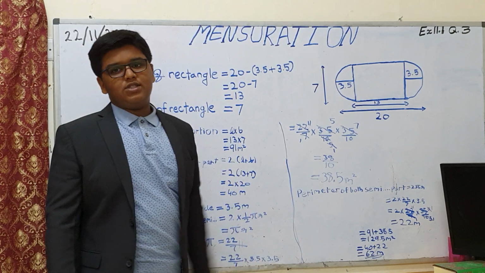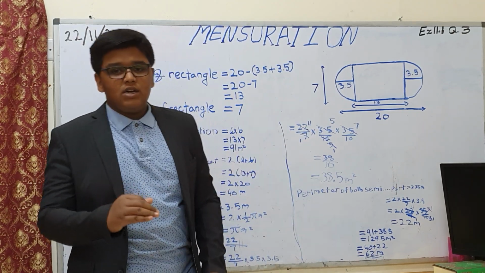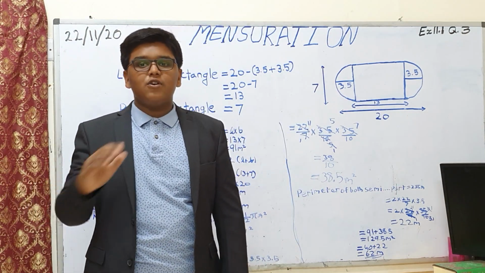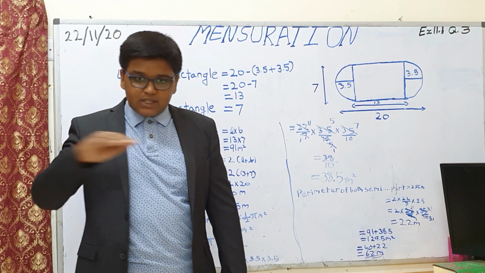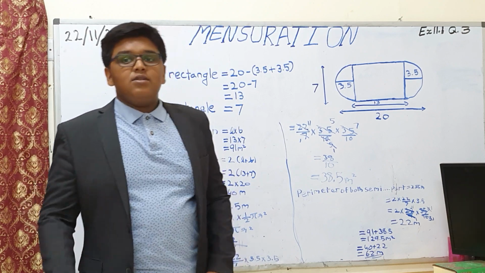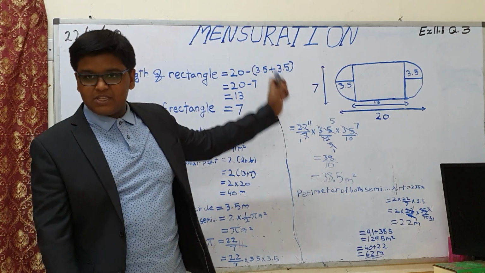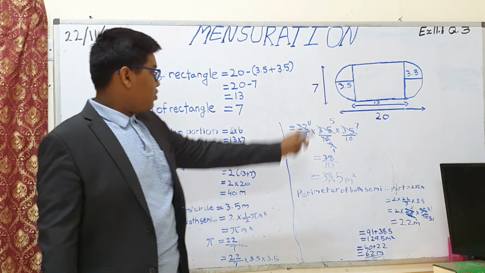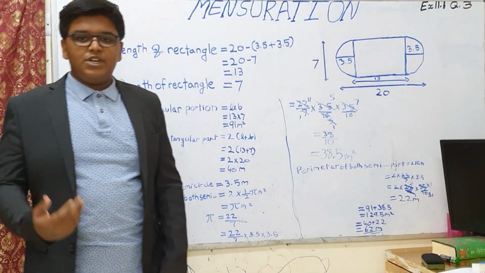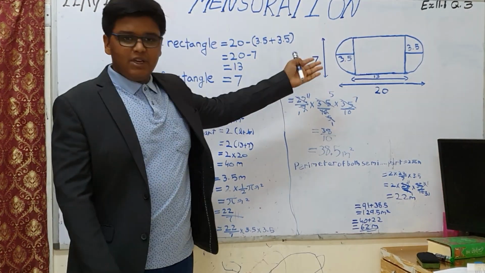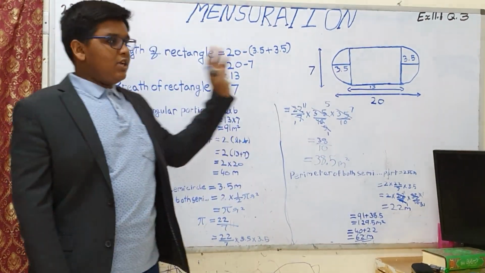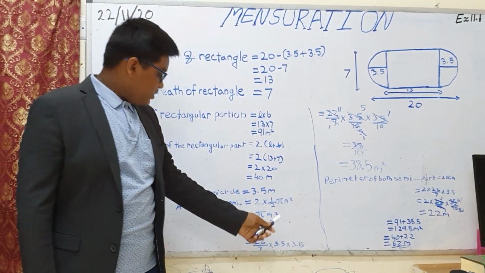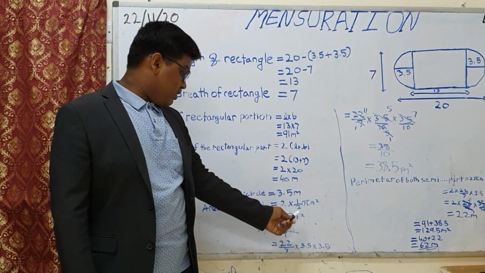The radius was 3.5, because now what is radius? In a circle, it is only the half of the diameter. Diameter is the one which separates the circle. But now it's only the semicircle, so we don't need to use the diameter, because radius is enough for making the semicircle. So it's 3.5. Now 22 by 7 into 3.5 into 3.5, because it is square.